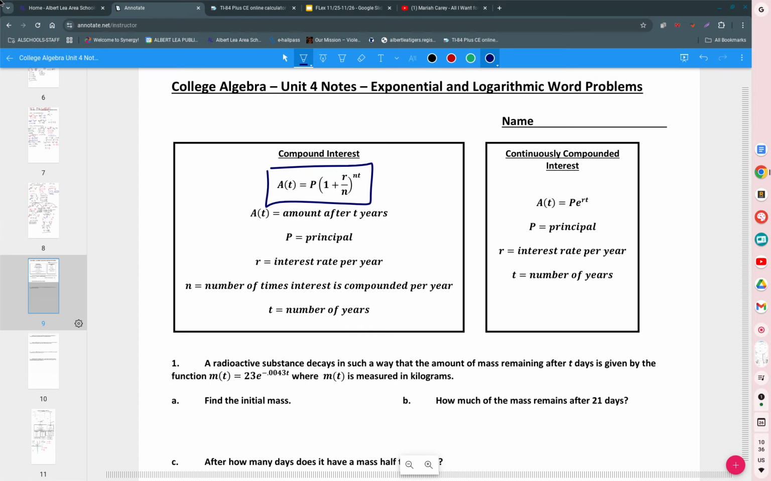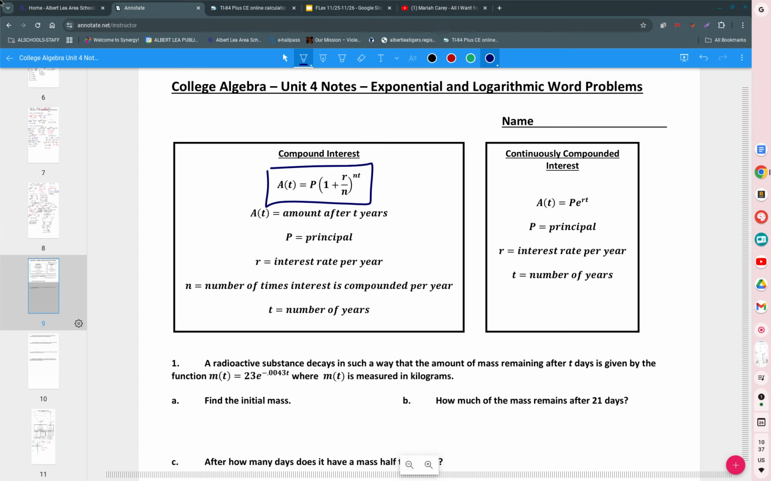The difference between these two formulas is this, and this is important because it comes up on your test. This is if you compound it every so often. So suppose it compounds every year or every month or twice a month, something like that. This would be the formula you would use.